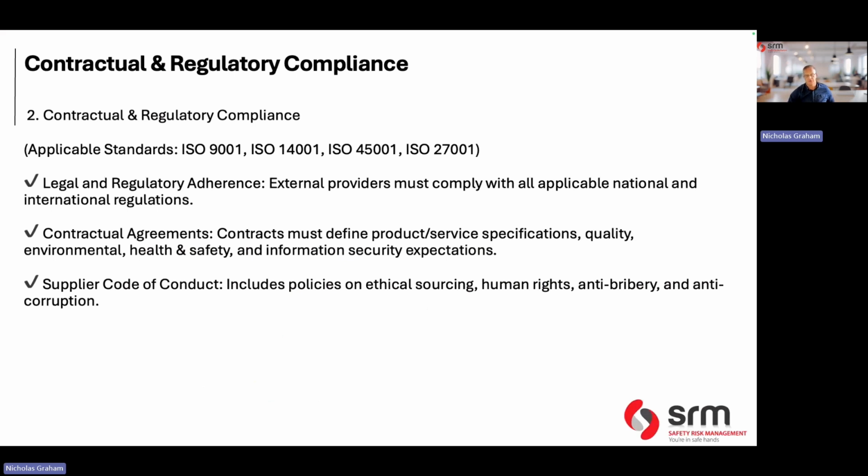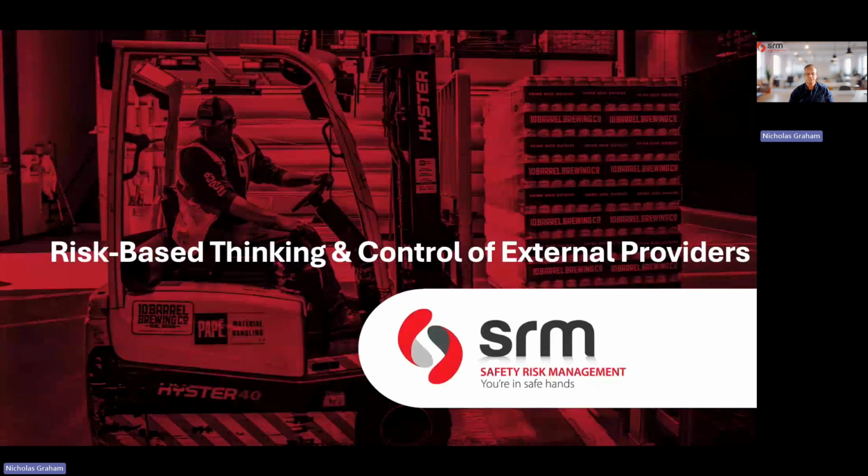So again, looking at all 3 standards and the commitments that you've made in your policy, legal and regulatory adherence, external providers must comply with all applicable national and international regulations, as well as the contractual agreements that you agreed to within your RFIs, RFQs. And then looking at a supplier code of conduct includes policies, ethical sourcing, human rights, anti-bribery, anti-corruption procedures. And these are commonplace to most organizations.